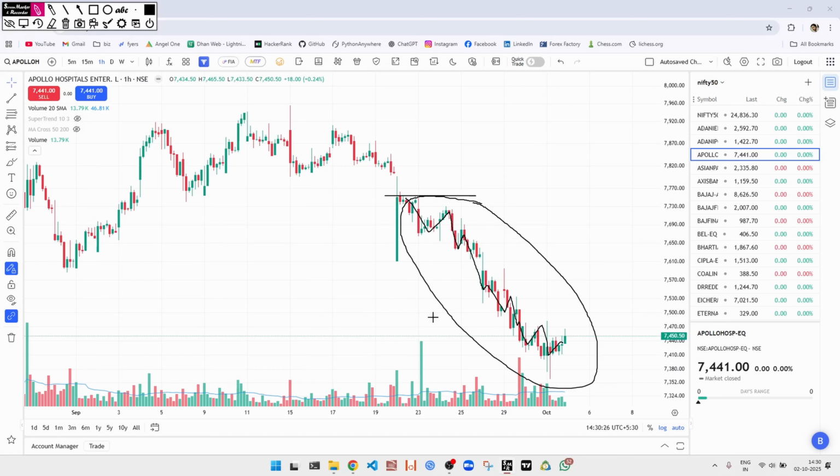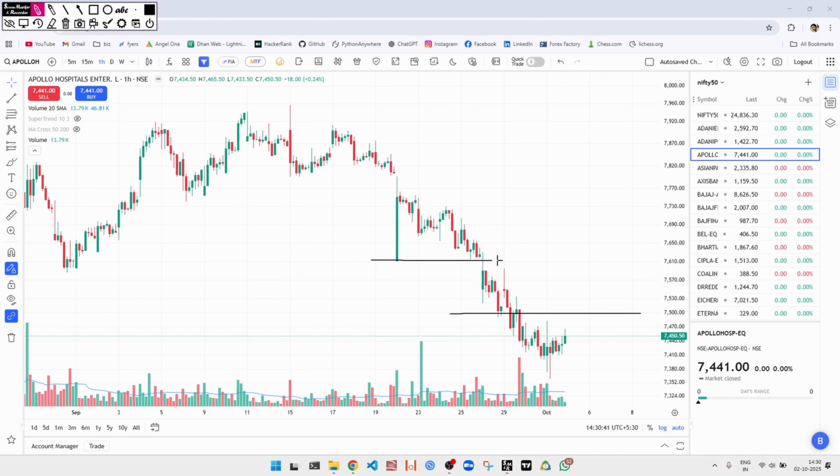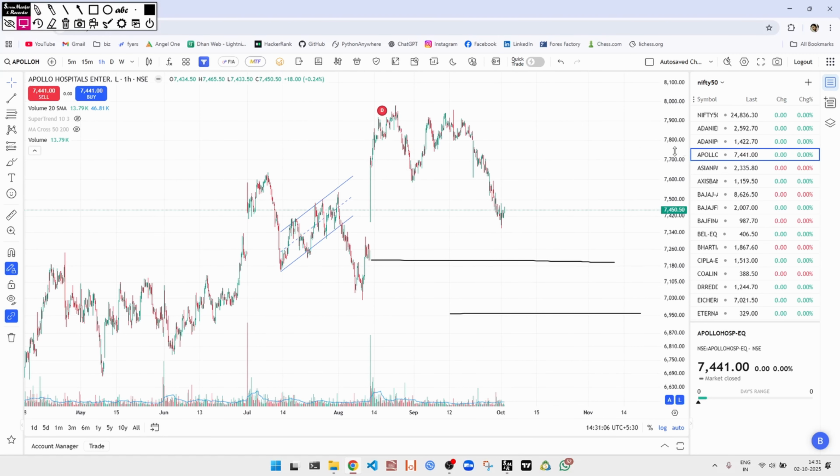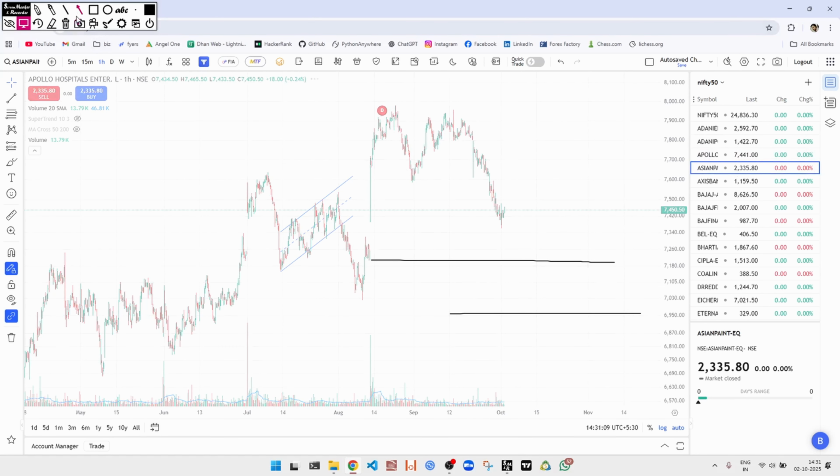and there has not been any decent pullback in this down move. So I expect prices to test 7500 first, that is around 1% up. If that is breached, we can see levels of 7600, that is a 2% up move from current levels. I have not formed any view on Apollo Hospital. Now let's move to AxisBank.